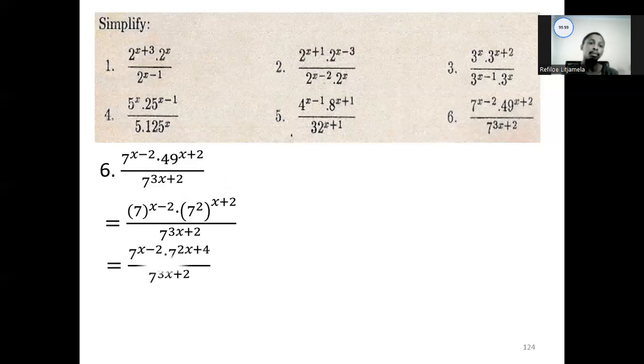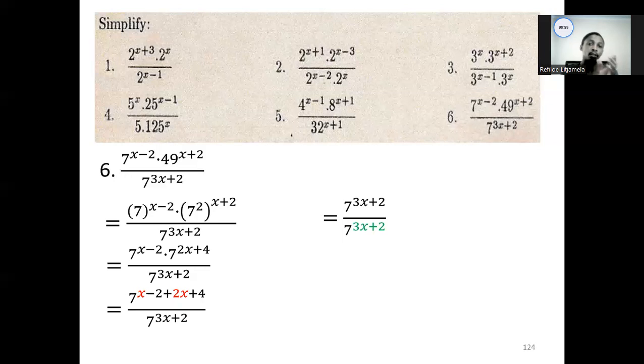In the numerator, the bases are the same. Write it as a single base, add the exponents. I've also highlighted like terms there, which is x and 2x. So you will add those. That will give you 3x plus 2. How did I get the plus 2? It's because of minus 2 plus 4. It will give you plus 2.